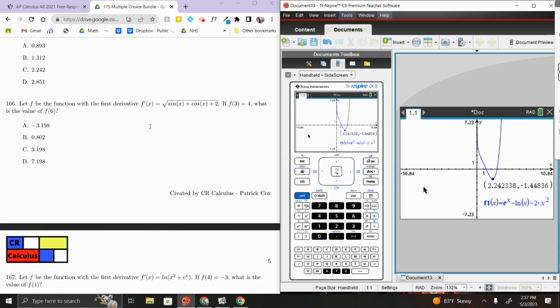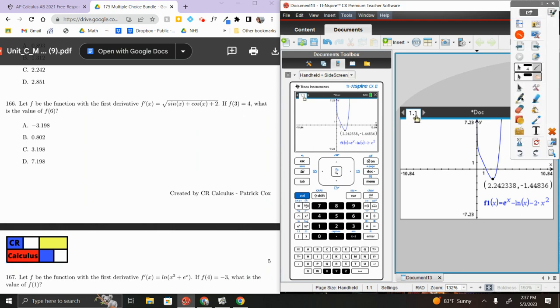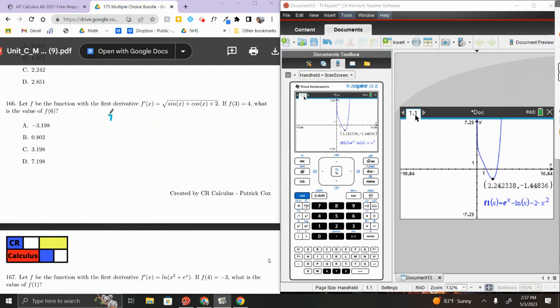All right, 166. This time they give us a derivative. They give us a point. That should tell you you have to use the first fundamental theorem of calculus. So you're going to have to set this up. It's going to be the integral. And then we have to use this point that they gave us. So the first bound is going to be a 3.